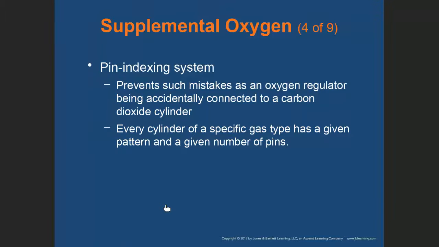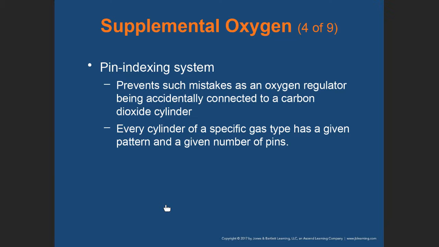Now, the small cylinders utilize what is called a pin indexing system. So what that means is there is a specific regulator that attaches to the oxygen cylinder using a pin indexing system, meaning there are pins on the regulator which line up with holes in the cylinder. So that regulator can only fit on that type of oxygen cylinder. A regulator is needed because when an oxygen cylinder is filled, it is 2000 psi. We cannot give a patient 2000 psi. Their lungs cannot handle that type of pressure.